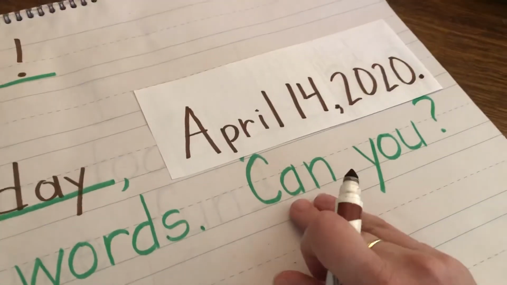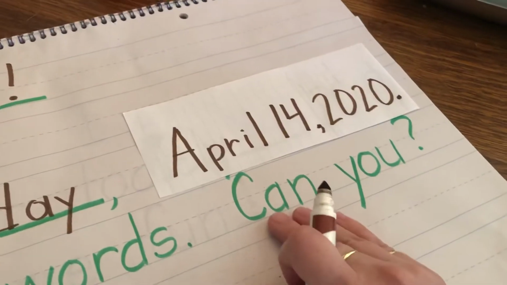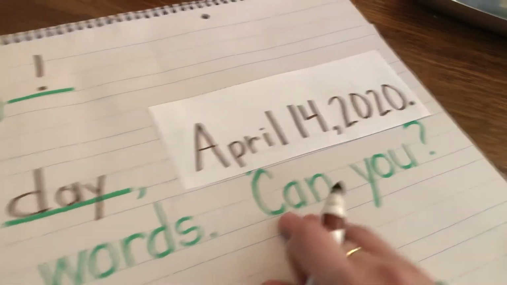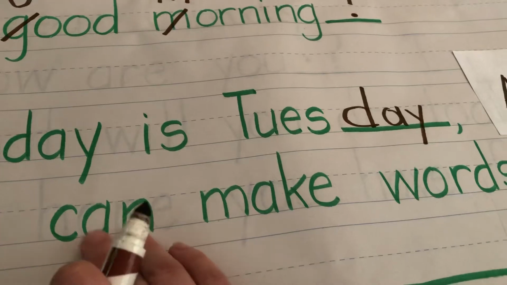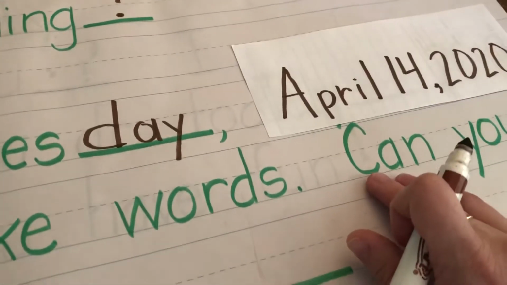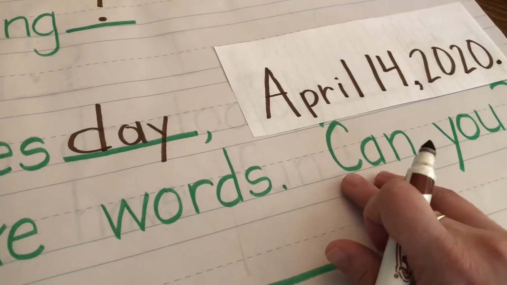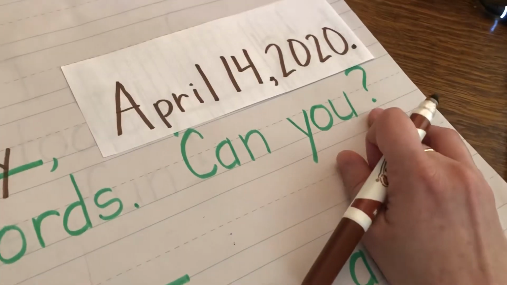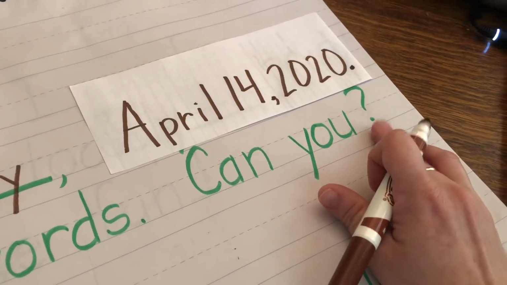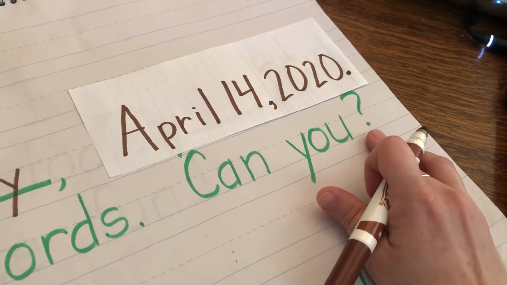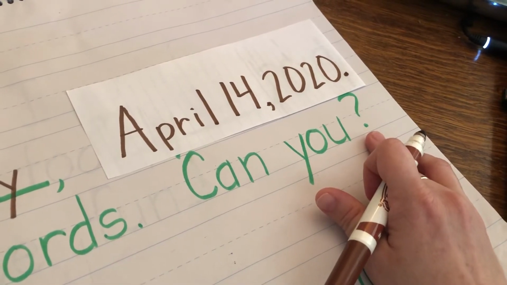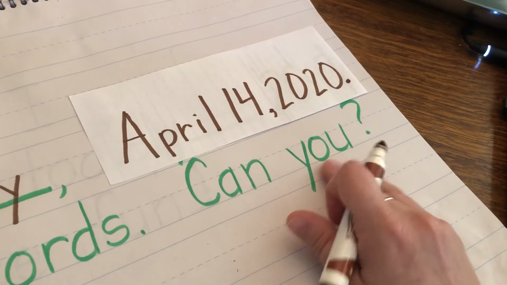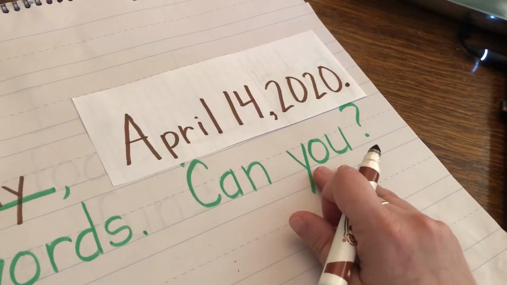And then we have a question for you. We have, can you? There's my new sentence, and there's the word can, and their difference is I now have a capital C because that's the beginning of a new sentence. And then there's the word you. And do you remember what this is called? It's called a question mark, and we put that at the end of sentences that are asking us something, asking questions. Can you?